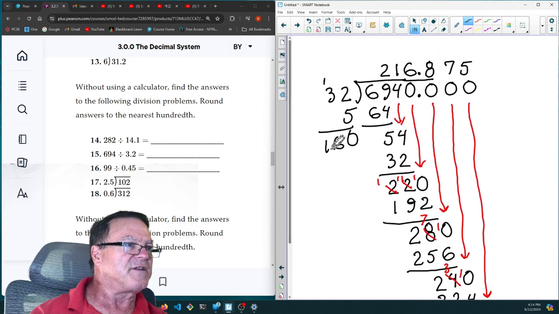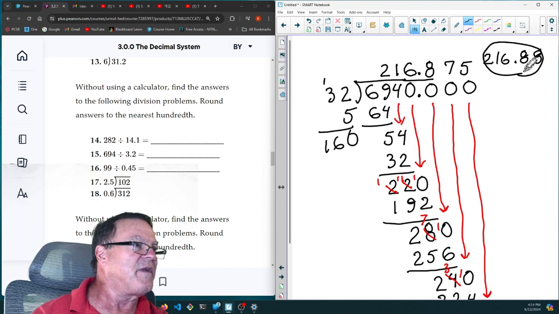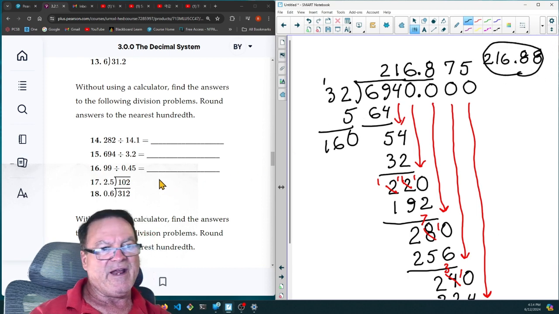So this is the right answer, 216.875. But because the 5 is 5 or above, our answer rounded to the nearest hundredth is 216.88. There's our answer, 216.88.